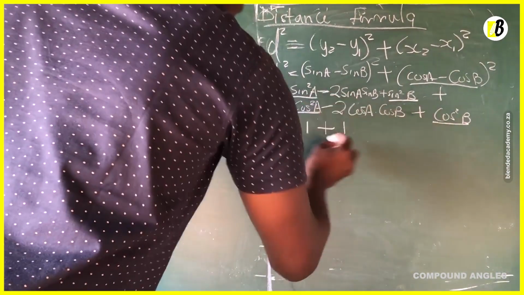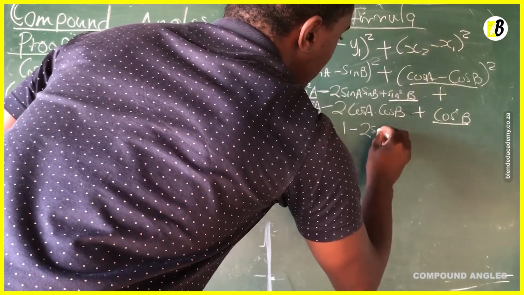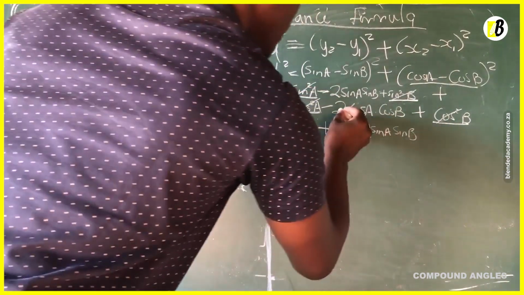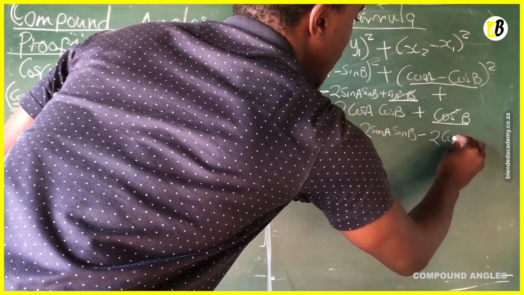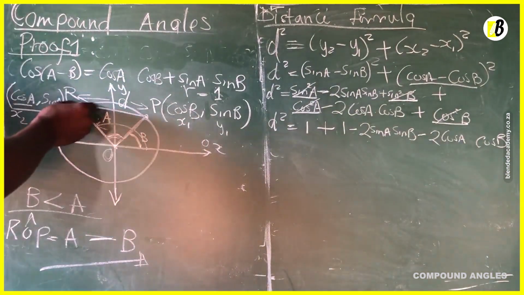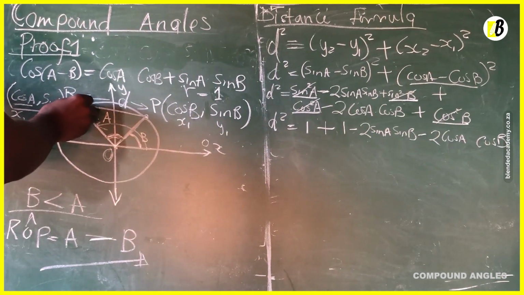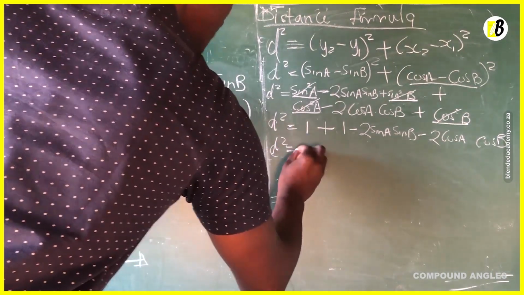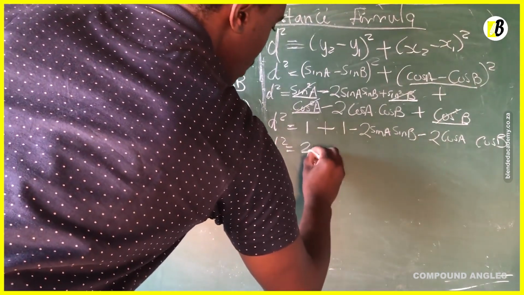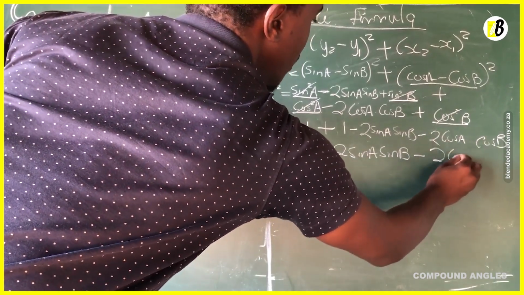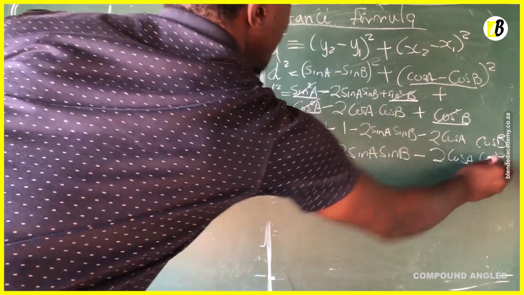And then we work with what's left now. So it's going to be minus 2 sine A sine B. Let's just cancel them out to show that we have worked with them. And then the second one will be minus 2 cos A multiplied by cos B. So now we're still solving our distance between R and P. That's the length of the line joining point R and point P. We're still solving the value of that distance. So now from here, we're going to have 1 plus 1, that equals 2, minus 2 sine A sine B minus 2 cos A cos B.